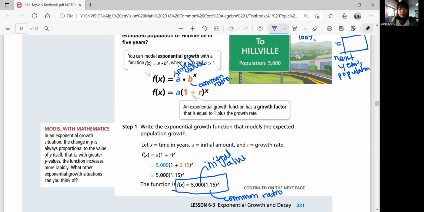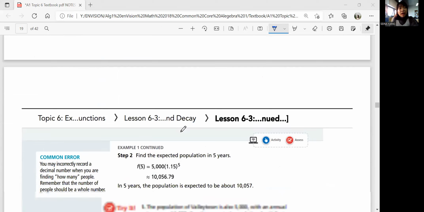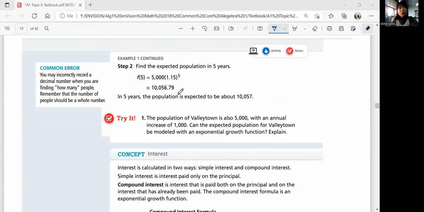So that's a very common mistake. So please be careful. Let's look at the next page. So after you write the function, which was initial value times the common ratio to the x power, you find the expected population in 5 years, which means you're going to plug in 5 for x.